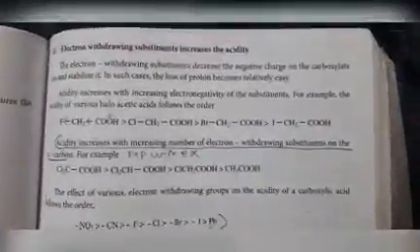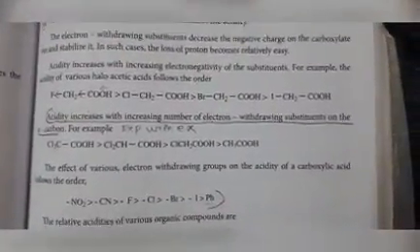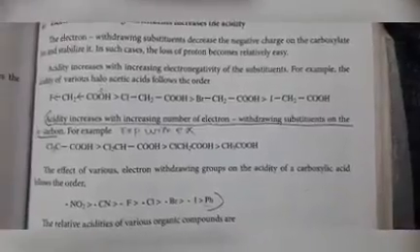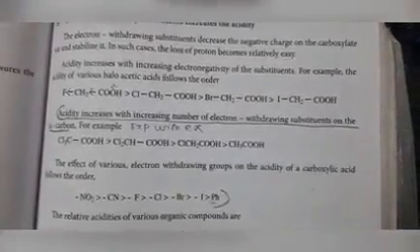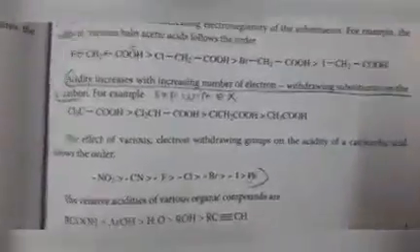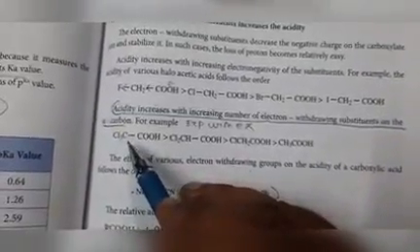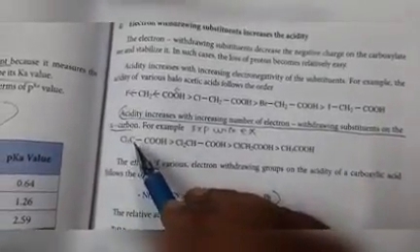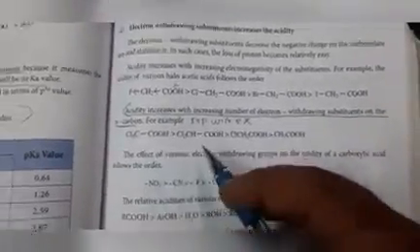Acidity increases with the increase in the number of electron withdrawing substituents. Acidity increases when the number of electron withdrawing substituents on the alpha carbon increases. See here in this compound, this is the functional group. Next to the functional group is called alpha. At alpha, 3 electron withdrawing groups are there.